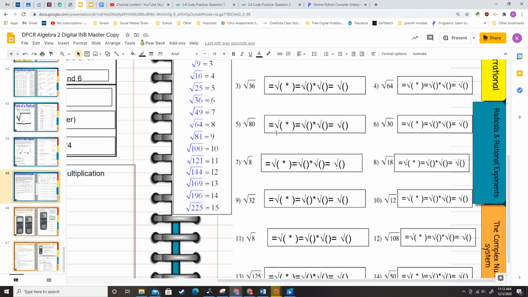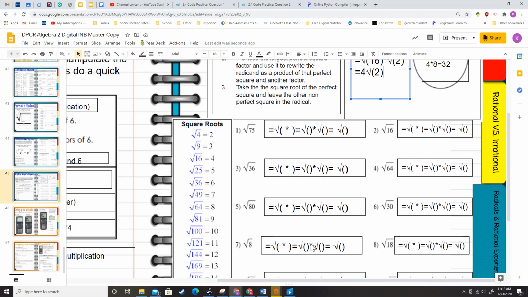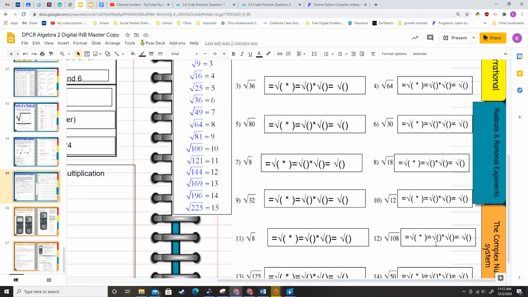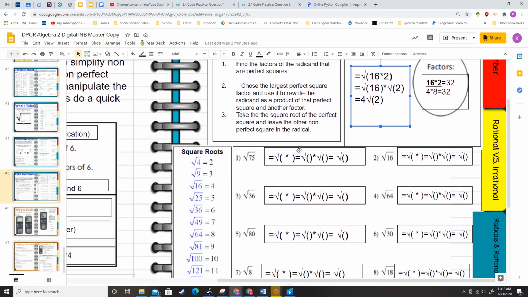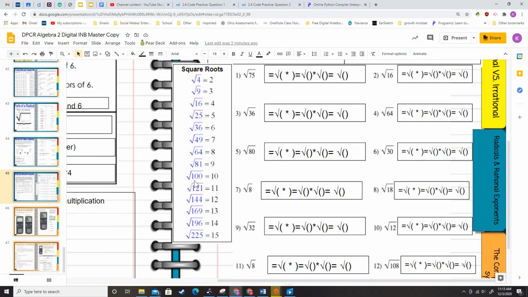Go through, we're going to look at the odd numbers here, okay? All these odd ones. And I'm going to leave the even ones up to you guys. So first one we got, the square root of 75. Now, I'm looking for the largest perfect square factor. A quick way for you to do that is look at the different perfect squares that we got here and see which one of these is the largest that can divide into 75.